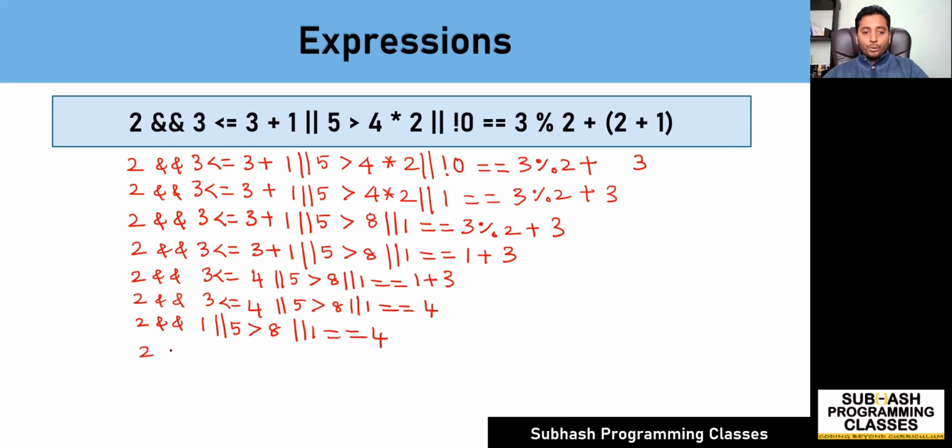So 2 logical and 1 or with, okay, is 5 greater than 8? False, therefore this will result in 0. Or with 1 equal to 4. Let me start evaluating from here. Now again we have one more relational operator pending, so let me evaluate that. So it becomes 2 and with 1 or with 0 or with, is 1 equal to 4? False, therefore this will result in a 0 value. Next, as you can see, all relational operators are over.